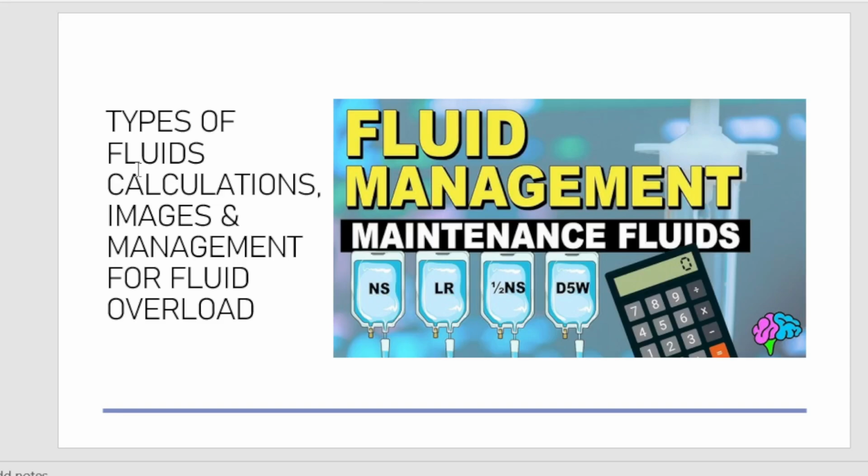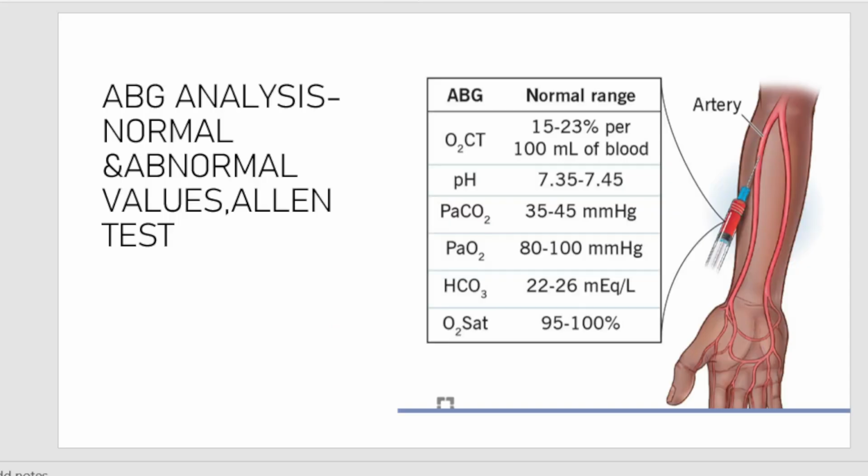So we have to be thorough about the types of fluids, calculations, images related to the fluids, and fluid deficit and fluid overload management. Next important topic is ABG analysis. What do you mean by ABG? Arterial blood gas analysis. Generally, it is a diagnostic test used to measure the oxygenation, carbon dioxide, blood pH, and bicarbonate levels in the arterial blood. From this topic, they mainly focus the questions related to normal ABG values, acid-base imbalances, and their interpretations.